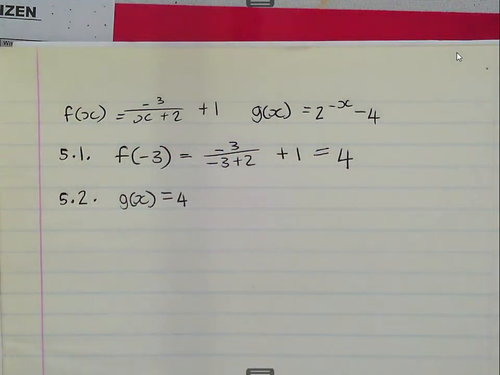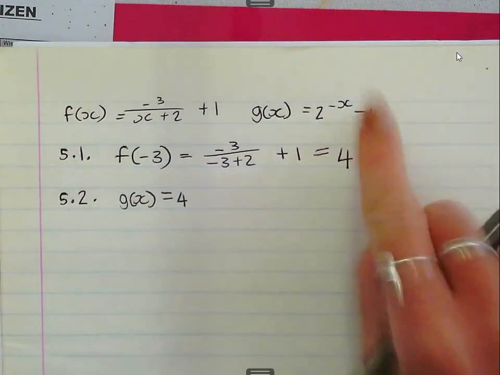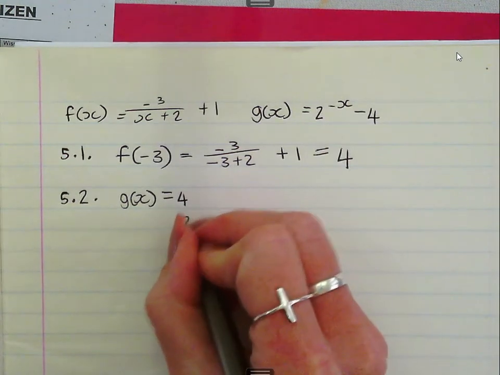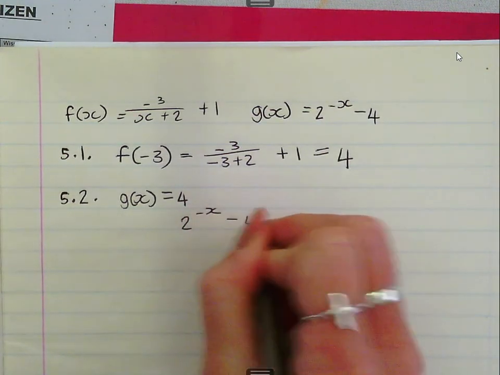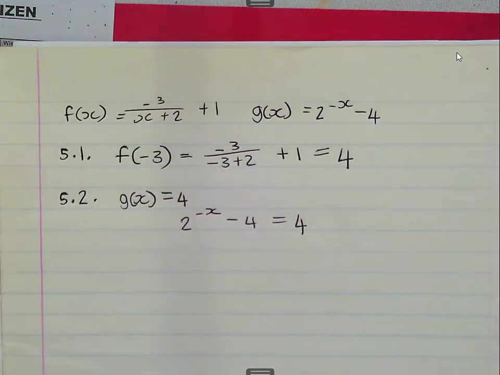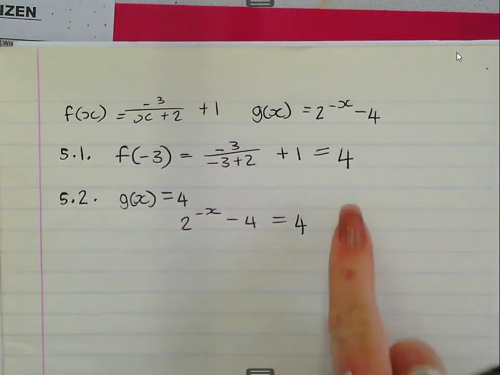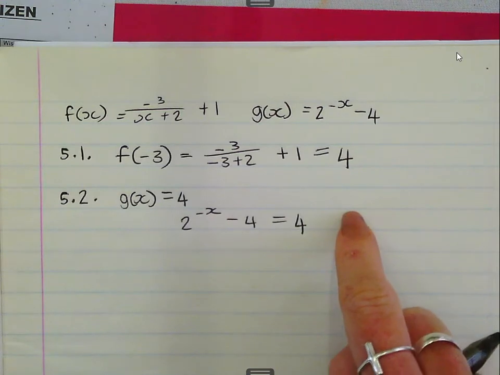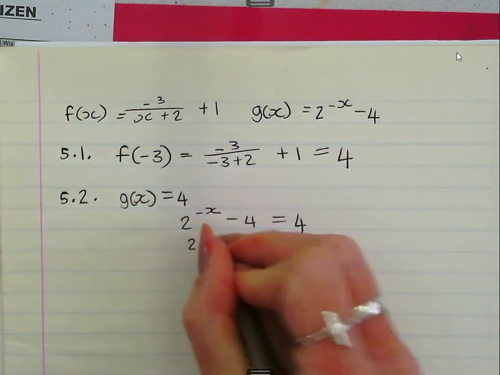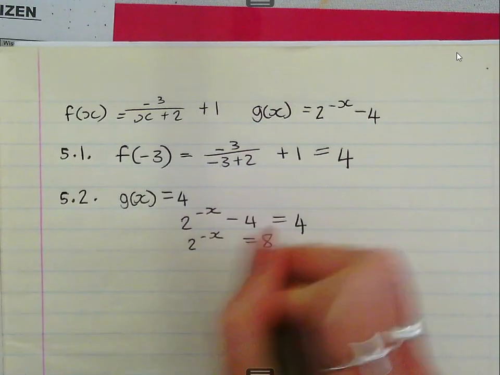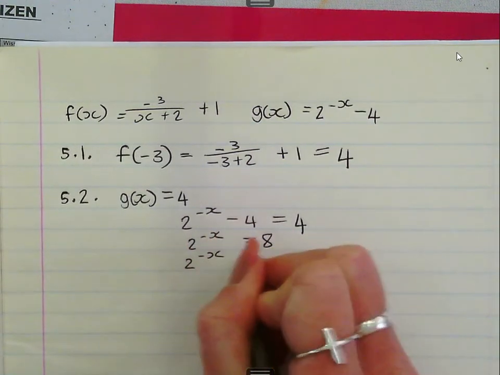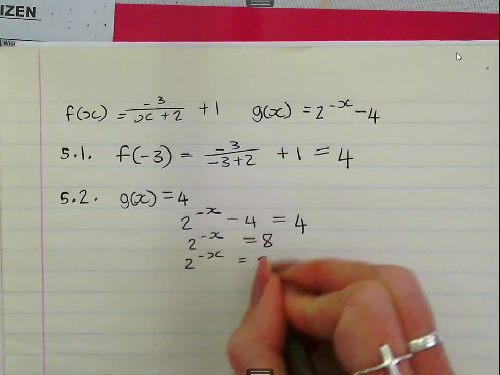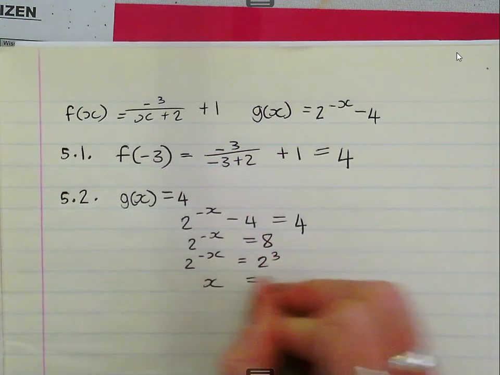The next question, 5.2, they want you to determine x if g of x is equal to 4. What must I do now? Whole equation equal to 4. So it's 2 to the power of negative x minus 4 equals 4. I take the negative 4 over, it becomes plus 4. Okay? So it's going to be 8. 2 to the power of negative x equal to 8. What can I do with 8? 2 to the power of 3, and then x is going to be equal to negative 3.